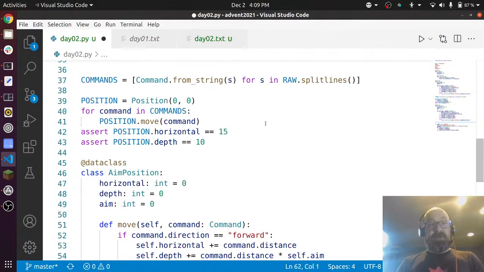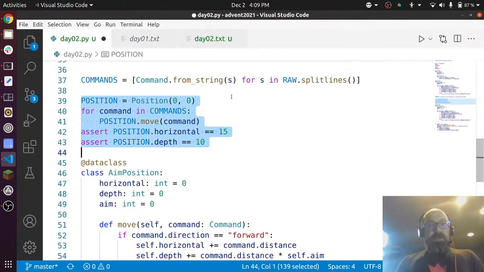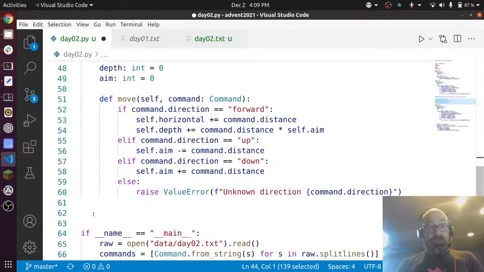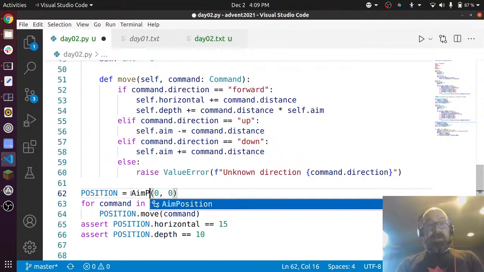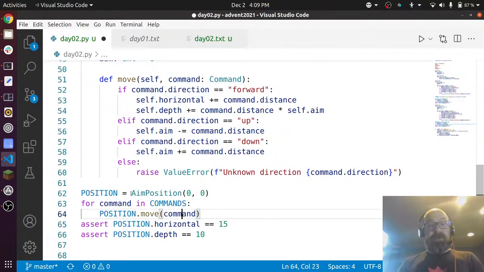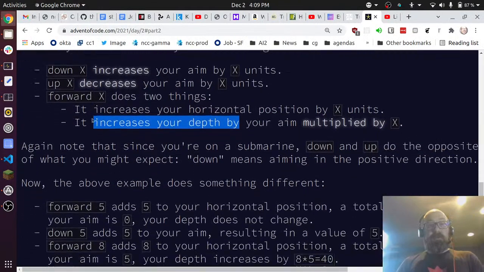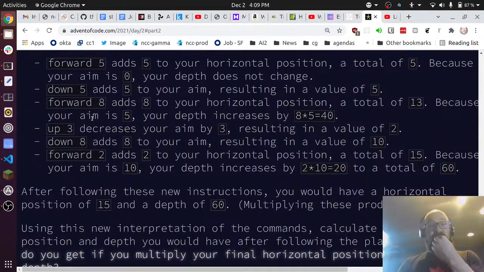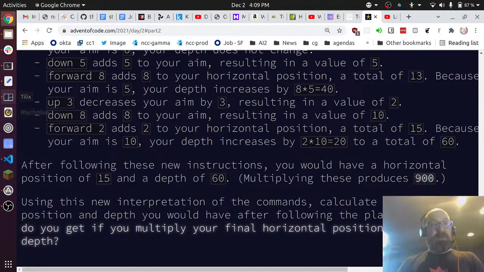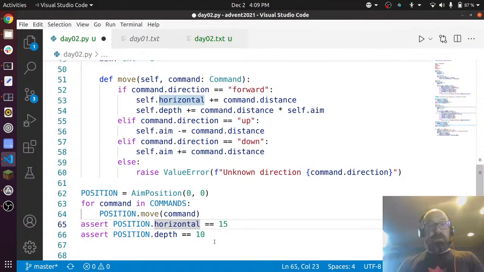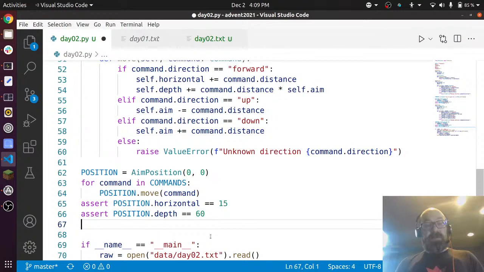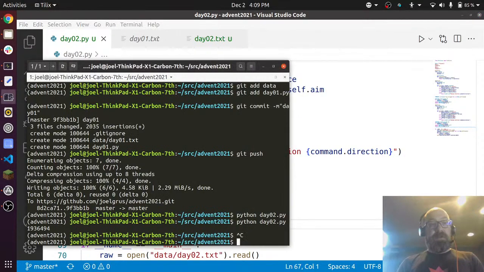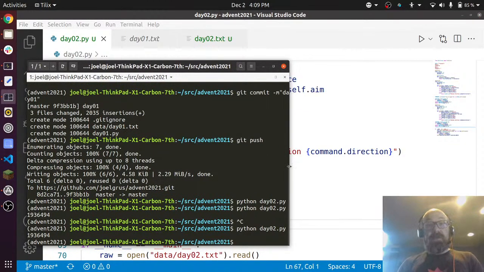So now let us try this again. Position equals, I'll call it AimPosition, for command in commands, position.move(command). Okay, and now horizontal position is 15 and depth is 60. So let us try to run this and see if it works or if I screwed something up. Okay, so that worked too.